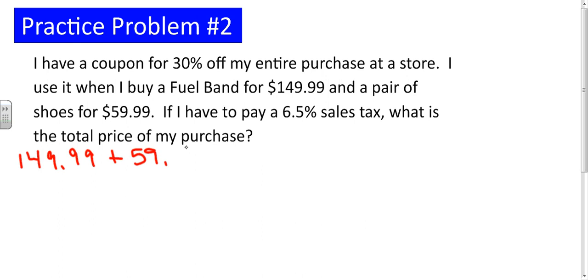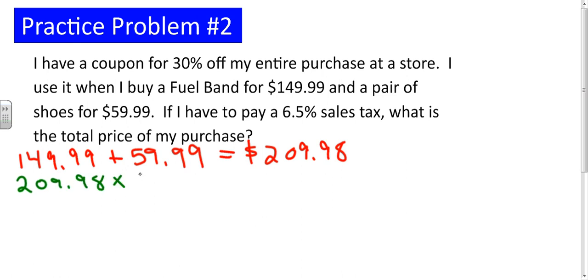But I don't want to take the discount of each item and the tax on each item and combine it later. It's definitely much easier if we just combine these two first, although you would still get the same answer if you did it that way. So now, if I bring these two items to the register, I'm going to pay $209.98 before any tax or discount. So let's find out my amount of discount.